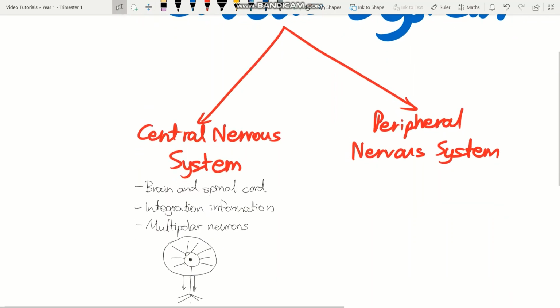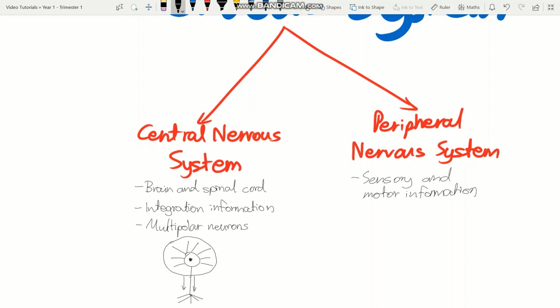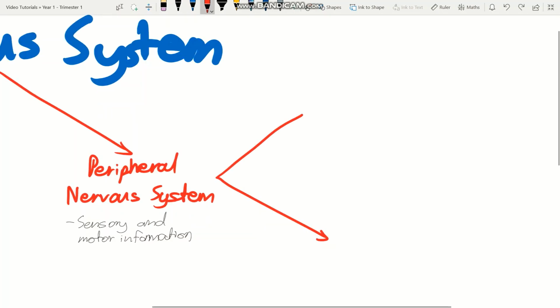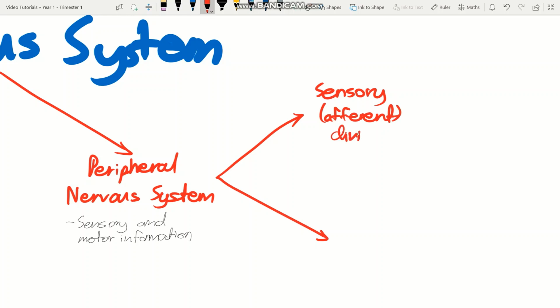The peripheral nervous system, on the other hand, is a little bit different. It's involved basically with sensory and motor information. Now, what do I mean by those words? Well, the peripheral nervous system actually has two different subcategories, which I'll go through here. And these are the sensory or afferent division, and the motor or efferent division.